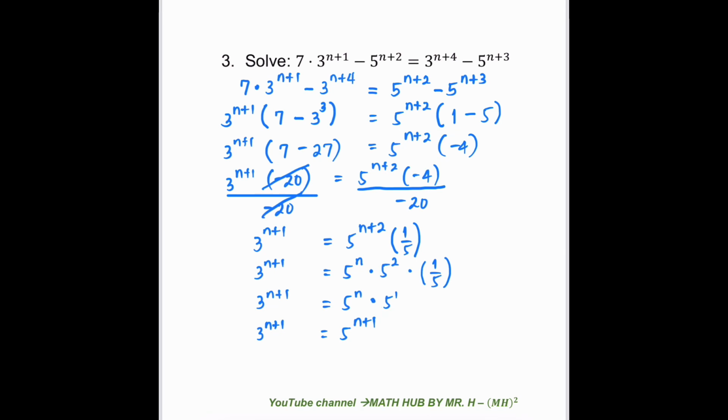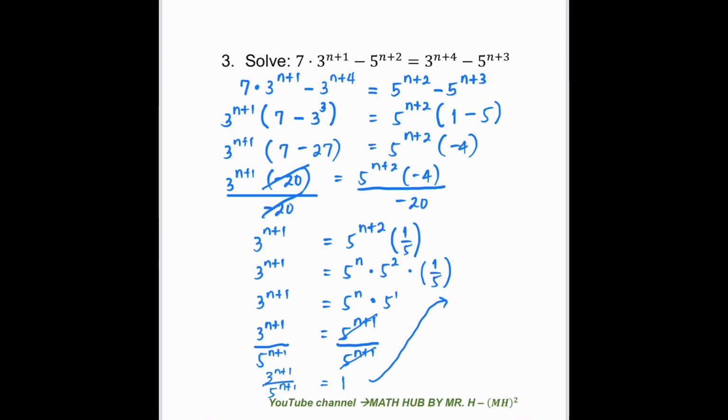So from here, basically, what we can do is we can divide both sides by 5 to the power of n plus 1. All right. So I divided both sides by 5 to the power of n plus 1, and 5 to the power of n plus 1 divided by 5 to the power of n plus 1 is equal to 1.